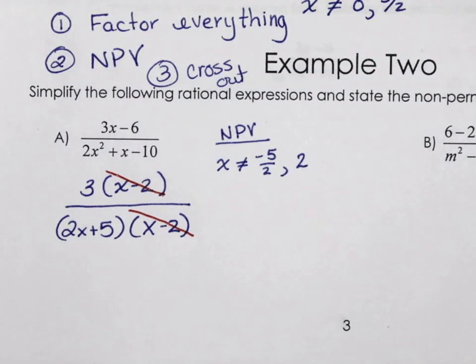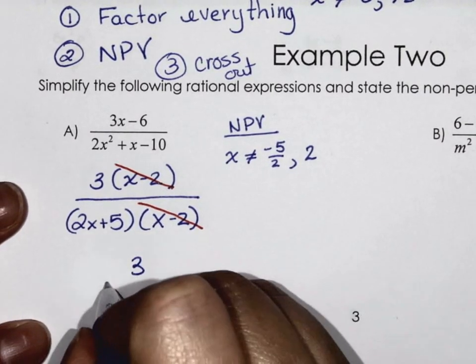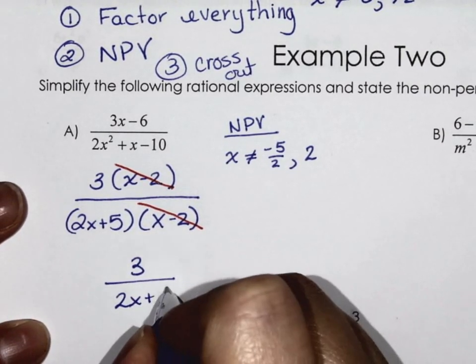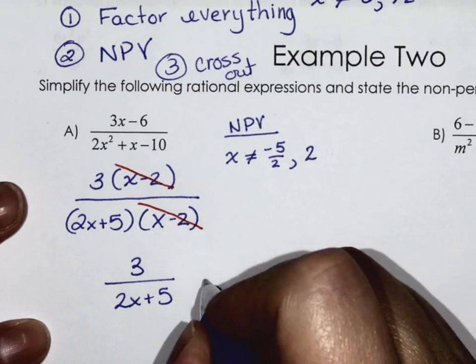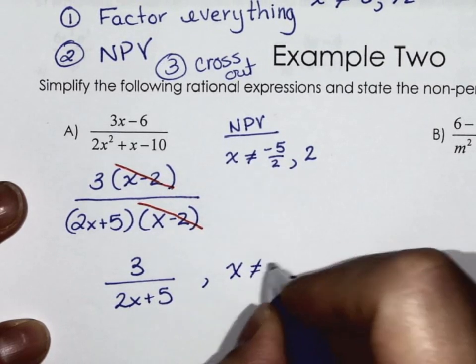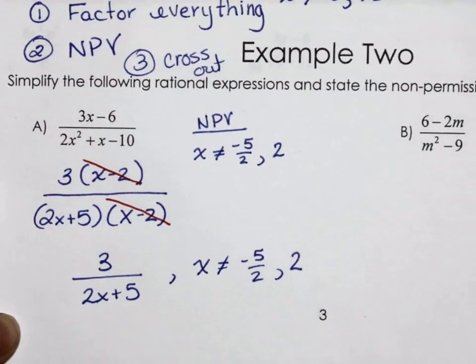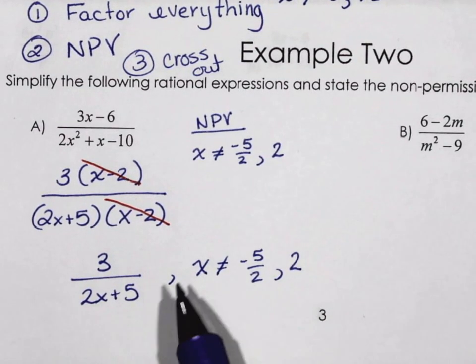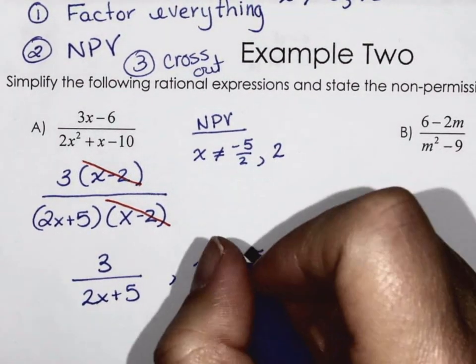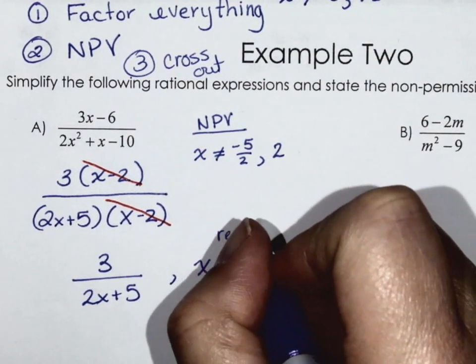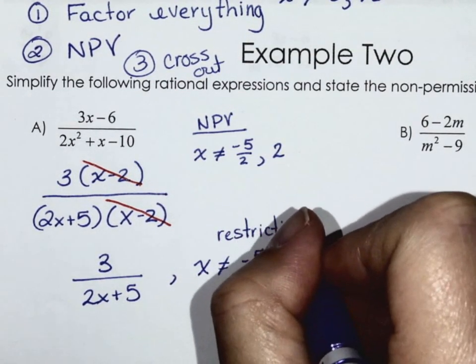So when we talk about canceling it out, really what we mean is dividing it and getting an answer of 1. So my simplified answer is going to be 3 over 2x plus 5, where x cannot equal -5/2 and 2. So I put a comma in there because these are what we call restrictions. And you had those in the chapter 5 unit.